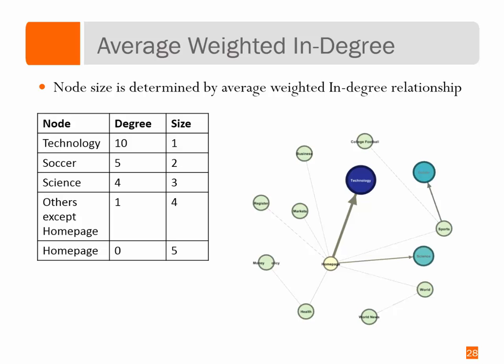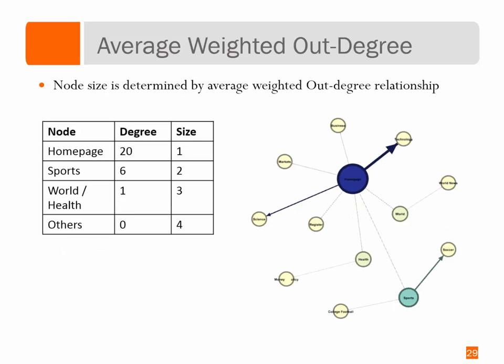Then for soccer, soccer also has this strong relationship with sports. So sports feeds it 5 referrals, and it gets a size of 2. Science has 4 referrals from the homepage, so it gets a size of 3. The others, except the homepage, have 1 relationship flowing in, and the homepage doesn't have any relationships flowing in. So it is the smallest in terms of average weighted in degree.